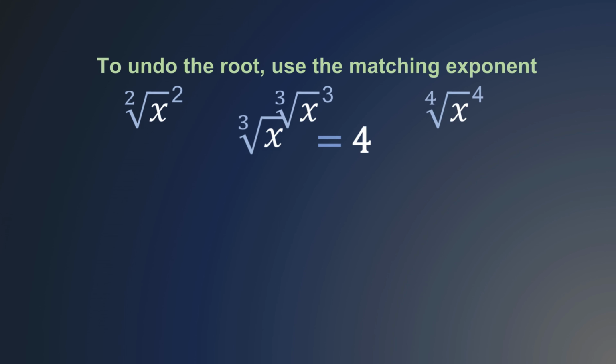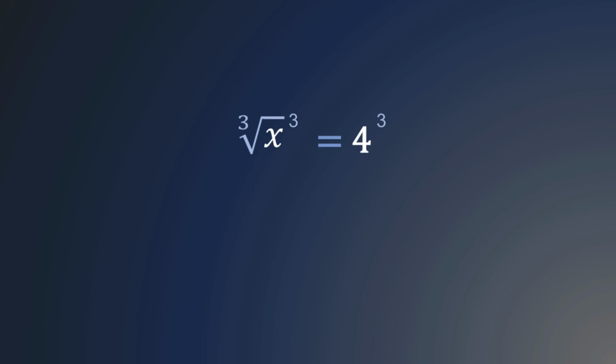So, to solve this equation, we cube both sides. On the first side, the operations cancel, leaving x all by itself. And on the other side, we have 4 to the power 3, which is 64. So, our final answer is x equals 64. And that's it. Another equation solved. Easy, right? Now, what if we have an equation with an exponent instead of a root? Let's take a look at this one.